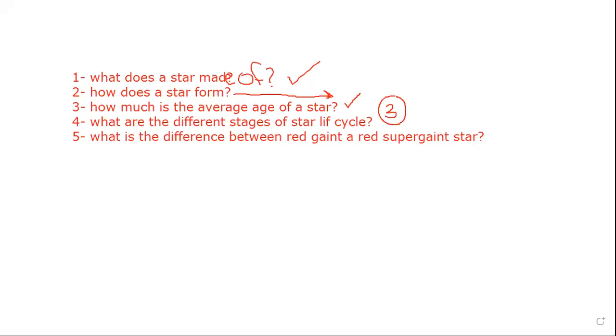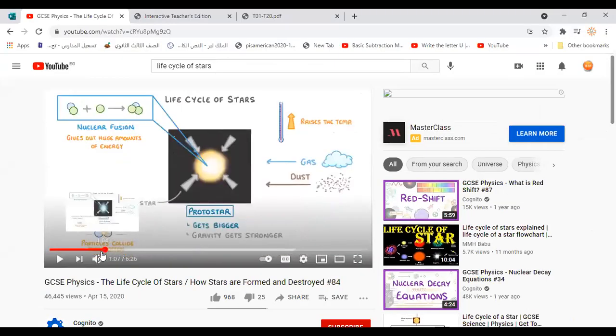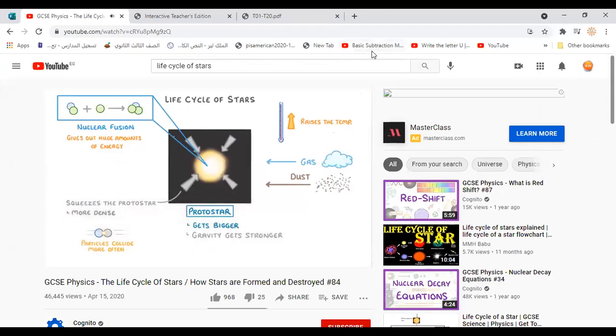Okay, so let's watch the video again, guys. We're just going to show this part again and focus on these three stages. Okay, guys? which keeps the core of the star hot.